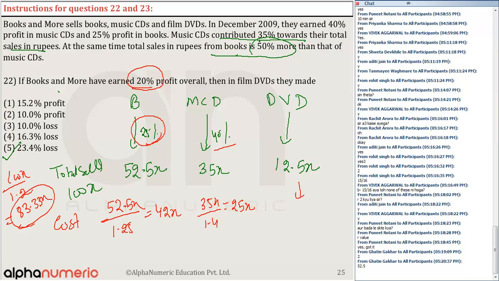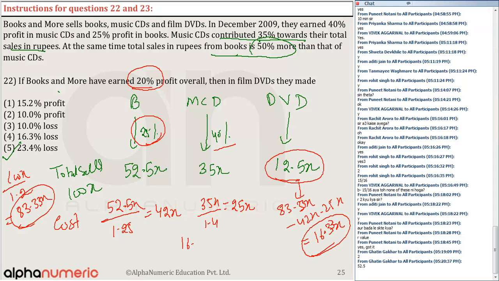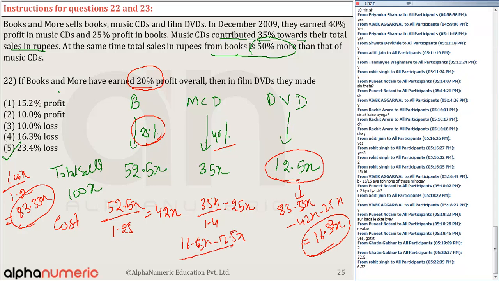So the cost of DVDs is equal to 83.33x minus 42x minus 25x, and the cost of DVDs comes out to be 16.33x. So the DVD cost is 16.33x and the sale is 12.5x. So can we find out the loss? Yes, that is 16.33x minus 12.5x upon 16.33x. So I'll get a loss, and that loss is equal to 23.4%.